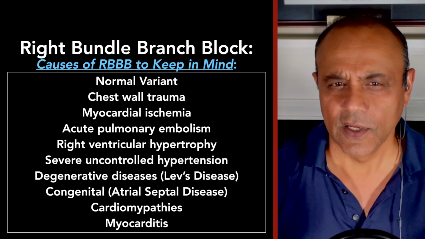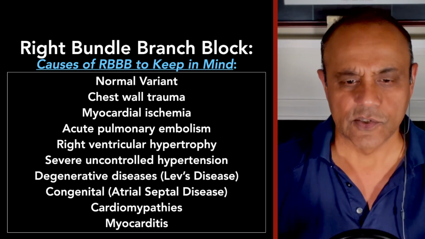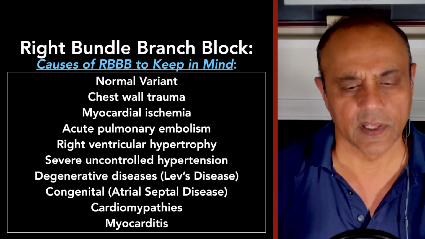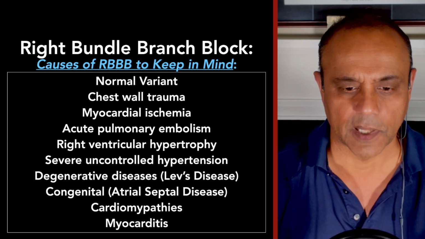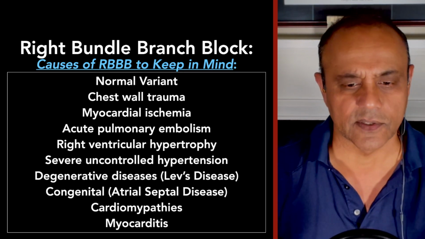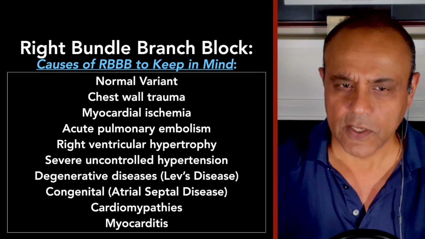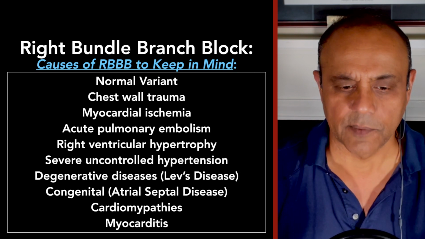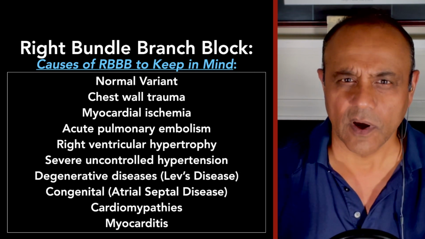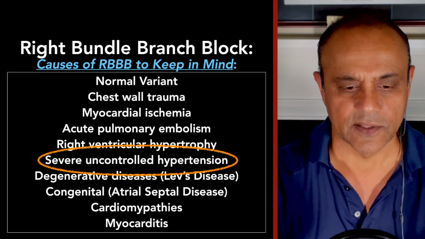So causes, what are some causes? Well, I think of about 10 or so. Certainly we see this in the normal variant, especially in younger people. Chest wall trauma can give you a right bundle branch block pattern. Myocardial ischemia, there's a lot to be said about that, and a lot of literature coming out about that. Acute PE can certainly give it the same pattern. Right ventricular hypertrophy and severe uncontrolled hypertension, and that is what she had, this woman.